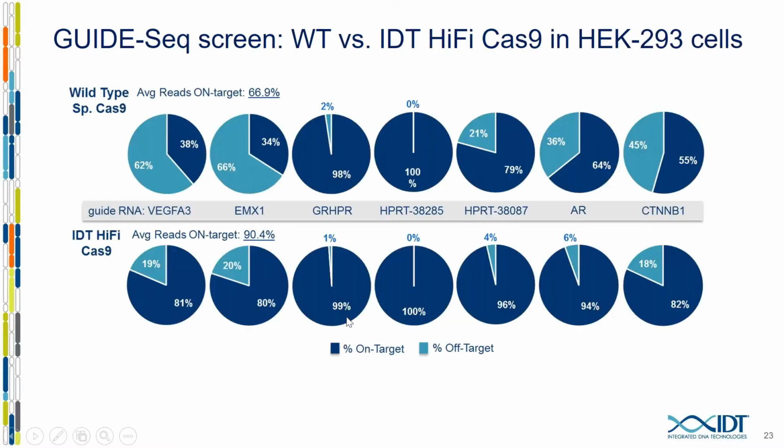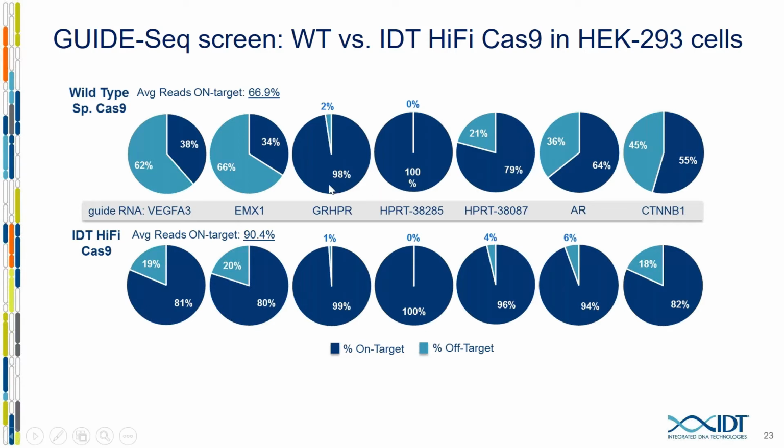Before I get into that, I'll show you what standard GUIDE-seq demonstrated comparing wild-type to HiFi delivered as RNP. With wild-type, if you look on top, the first 2, VEGF-A3 and EMX1 experiments, there's only around 35% on target for both of these guides. They have a lot of off-target editing. The IDT HiFi at the bottom reduces that so that you're up to 80 to 81% on target.